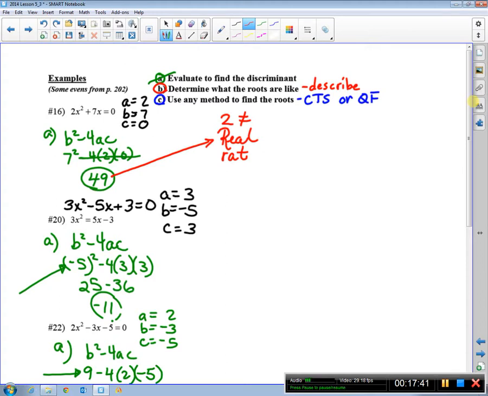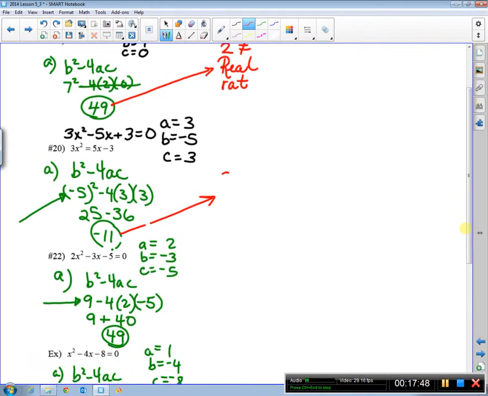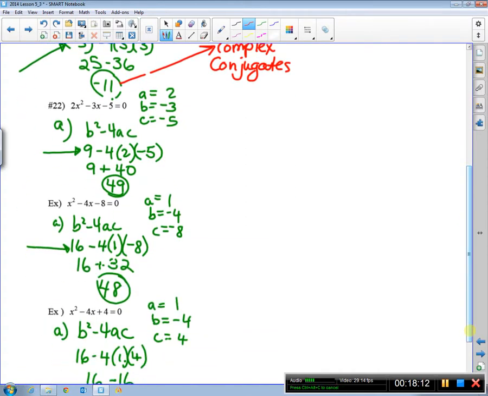What if I have a negative 11 under my radical? Well, that's going to cause that imaginary situation. 2 unequal complex conjugates. You and I know that that negative under the radical is not real. Not real. Third one down, 49. Oh, we already did that one.